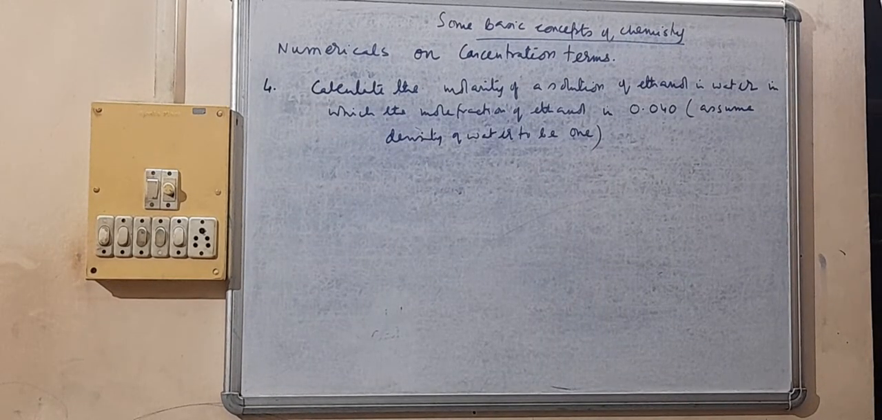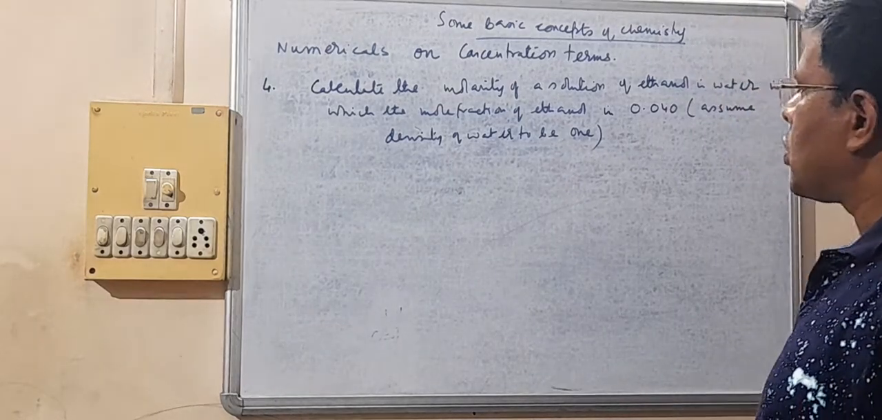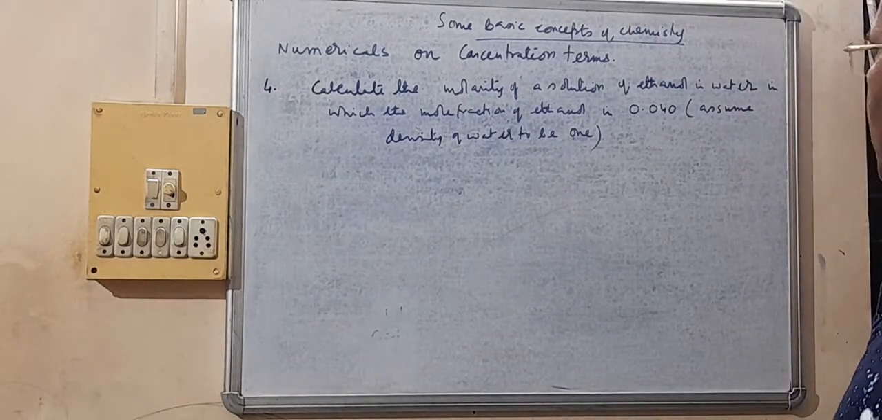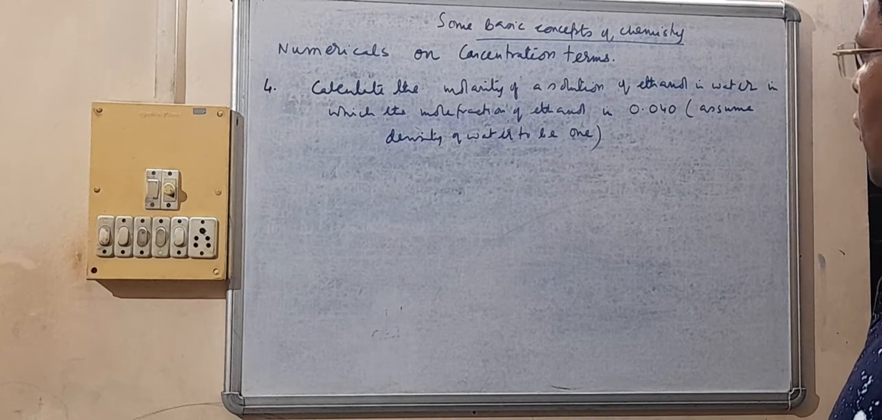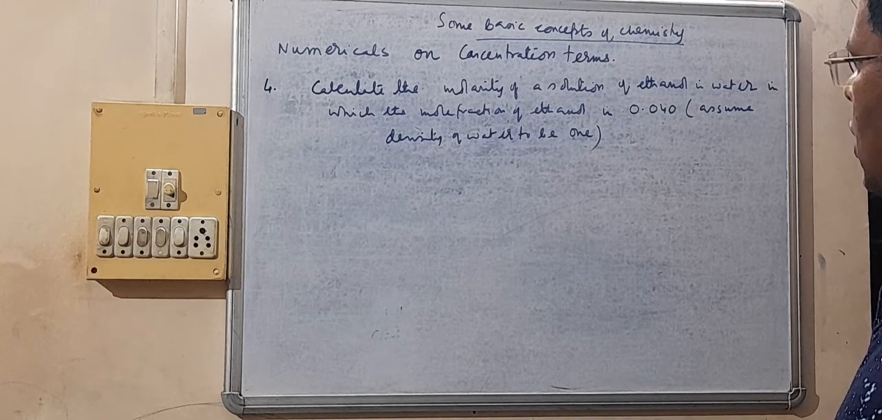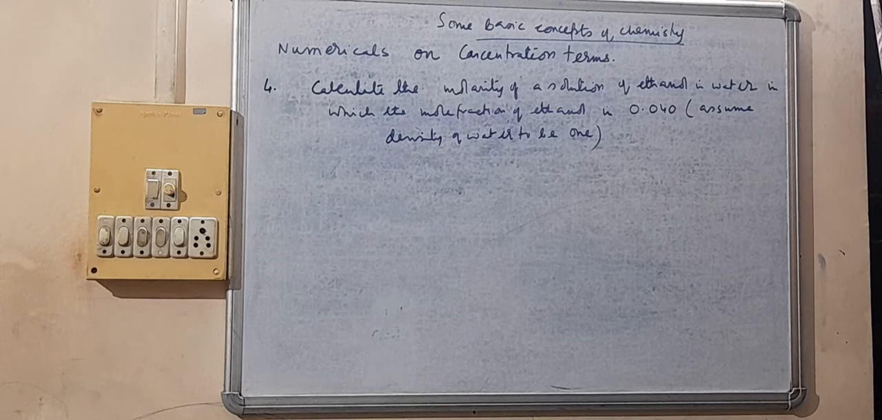So children, our next question is, calculate the molarity of a solution of ethanol in water in which the mole fraction of ethanol is 0.040. Assume density of water to be 1. So we have to find molarity. Mole fraction is given.